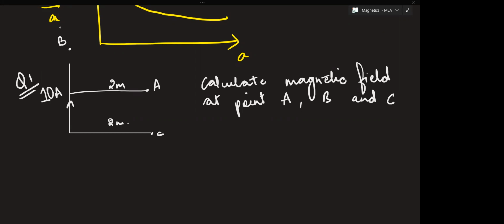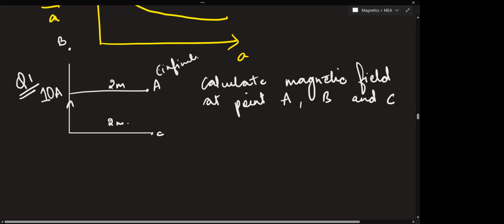At least answer for the A part. A and C part you people can answer with direction. B, I'll tell you. For A, this is acting as an infinite wire. For C, it's semi-infinite.